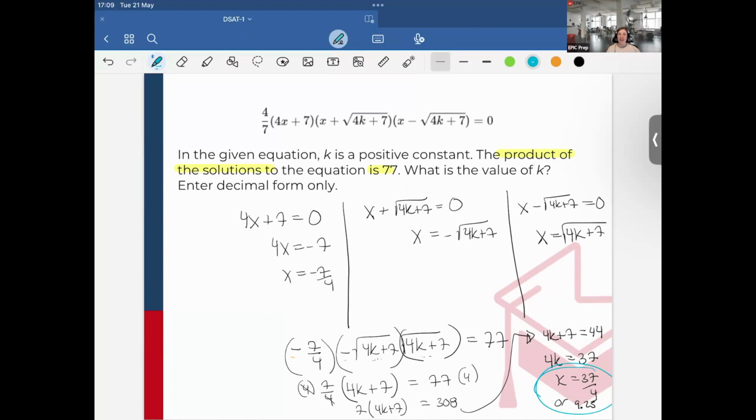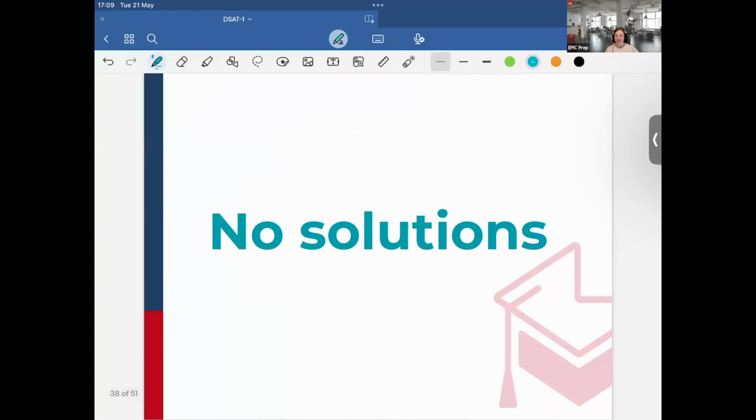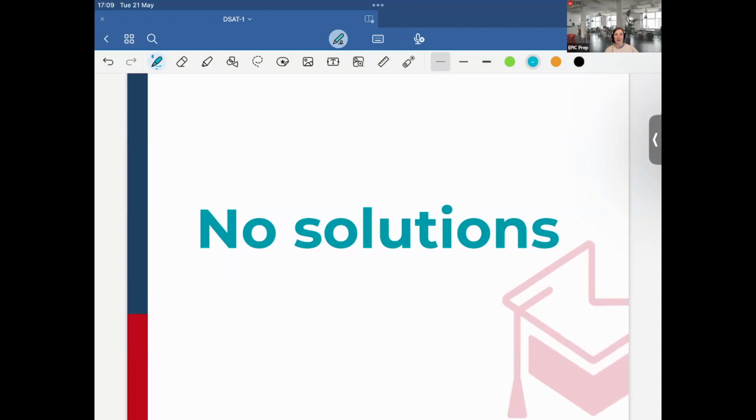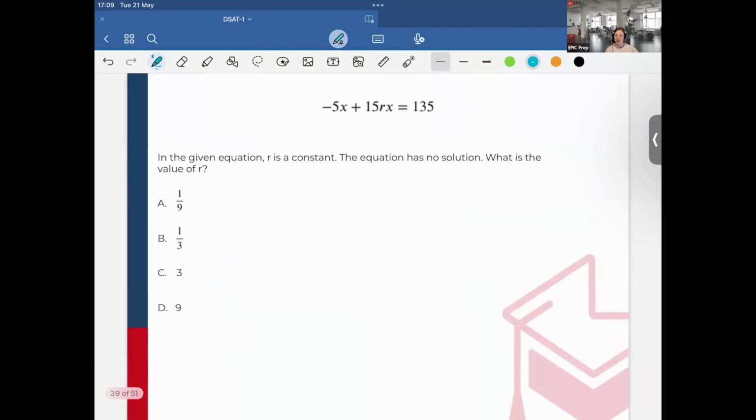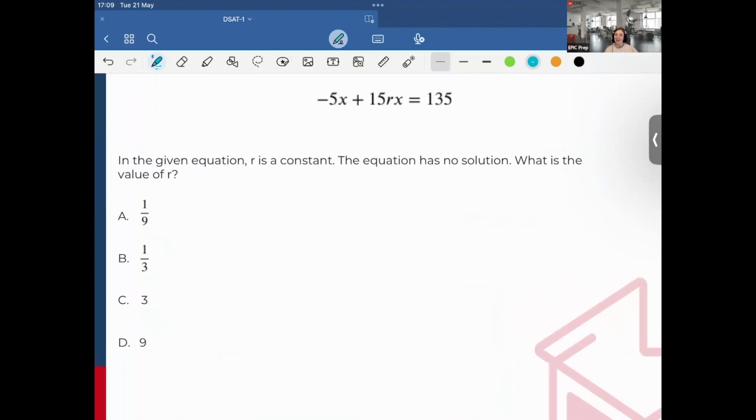Okay. Next concept that I foresee on the June SAT exam, which comes up on almost every single exam, is no solutions. If you've been practicing the Blue Book exams, the practice questions on College Board, or doing Khan Academy, you probably are familiar with this concept. However, they've been putting a slight twist on the problem on the exam by adding in an extra variable. Okay, so example, negative 5x plus 15rx is equal to 30 or 135. Important: the equation has no solution.